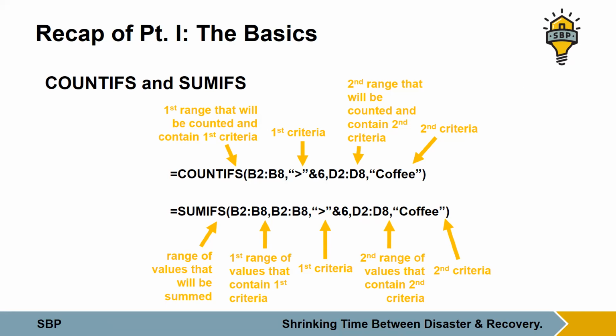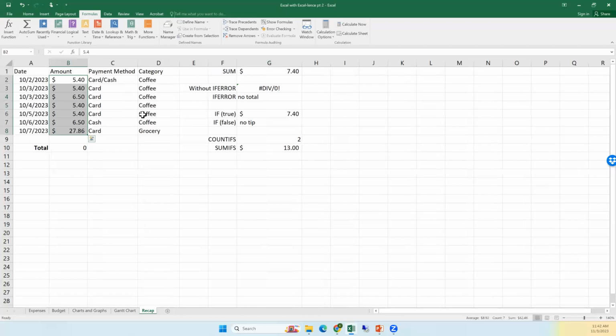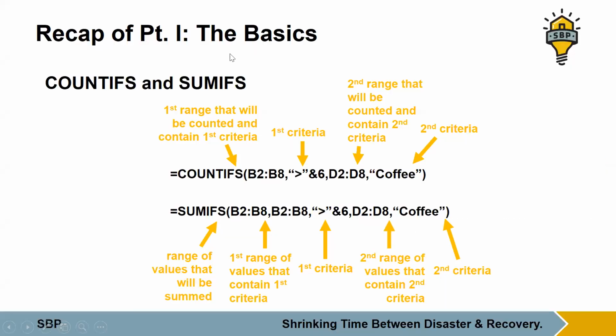So I'm going to show you my spreadsheet again. We want to count if this is over $6 here, and if it equals coffee. Like, I don't want to know about this grocery store. I just want to know when I spent too much on coffee. So there were 2 times I spent too much on coffee. And then a similar thing here for SUMIFS. I want to know how much I spent on coffee that was too much. So that would be what we did with that last time.